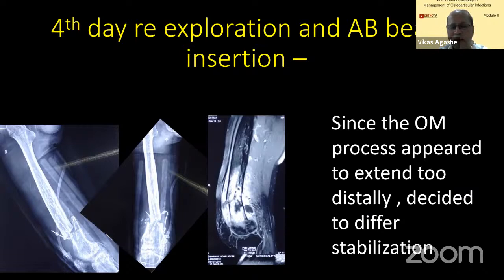Since the osteomyelitic process had extended distally, I decided to defer stabilization, because putting an external fixator here would be either a joint spanning fixator, which is not going to give me adequate stability, or I had to go through this area which was infected. So I thought I might as well keep him in a Thomas splint for some time and then come back for external fixation.